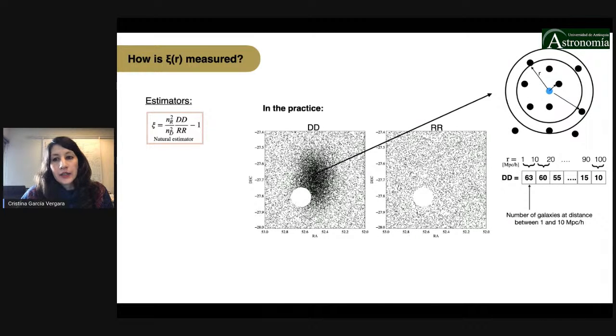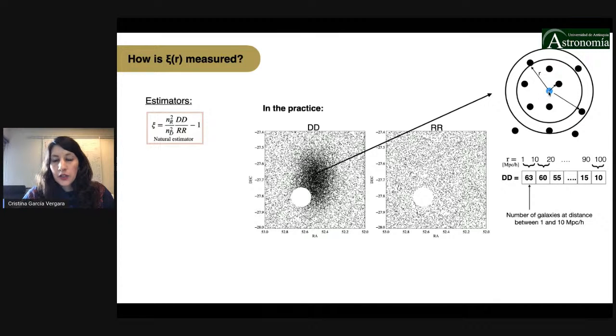Then to compute the data, you basically have to take one galaxy of your catalog, which is represented as the blue galaxy here, and you have to count how many galaxies you have at different distances from that galaxy. Then you define a binning here. This is the distance in megaparsecs in this case. Then you have between 1 and 10, between 10 and 20, etc. Then you focus on this galaxy and count how many galaxies you have at the different separations, and you have to store that number in this array.